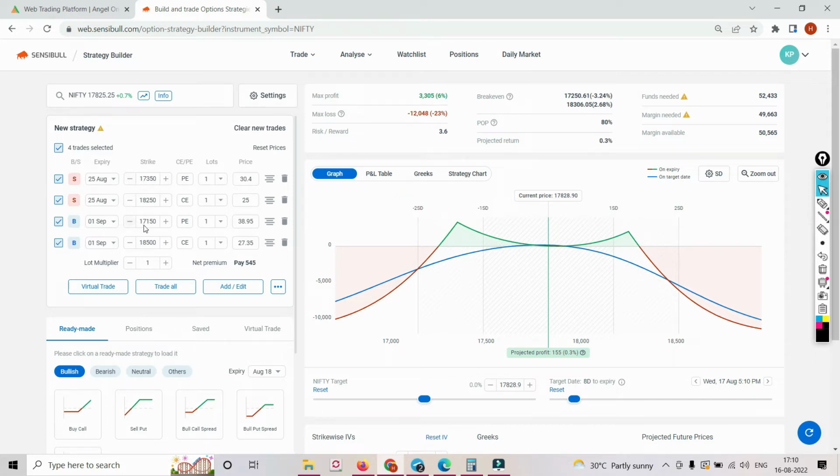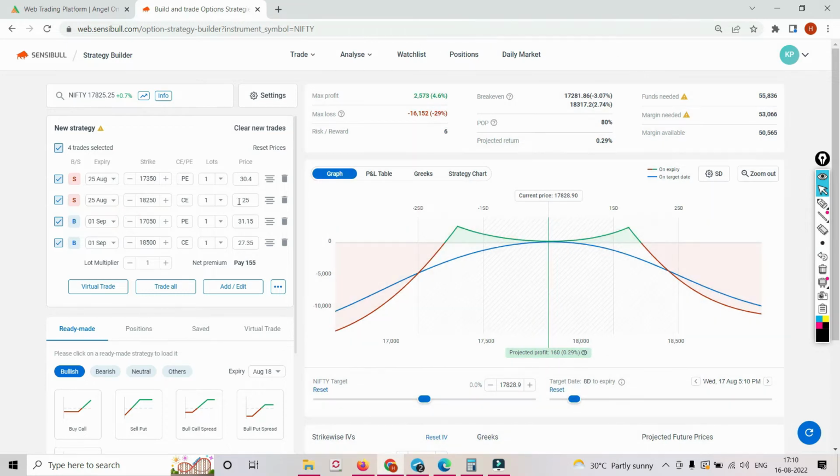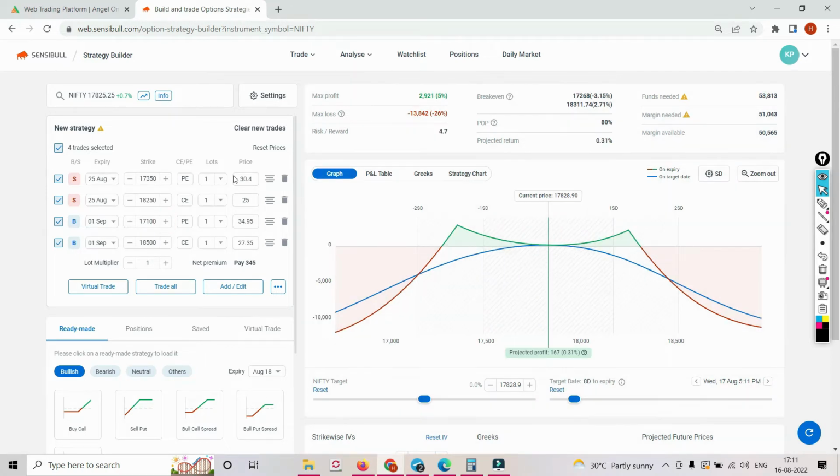Now what is the difference? Earlier the difference was something like this, right? We took 30 rupees and 30 rupees. The difference was almost 300 rupees, which is not good for us, because we have discussed that this will become in the money, and this will not protect you. So what I'm trying to do is just increase the premium. So 30 rupees we gave, and 34 we received, 4 rupees.